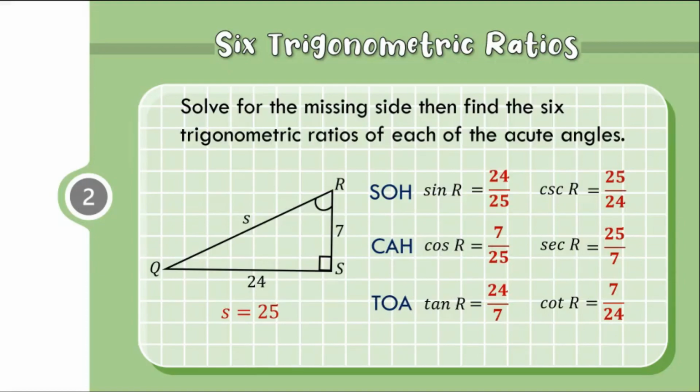So that is how we find the trigonometric ratios of the given right triangle. Always remember to first identify the hypotenuse, adjacent side, and the opposite side with respect to the given angles. Remember SOH-CAH-TOA for us to easily remember how to get the ratios of sine, cosine, and tangent.